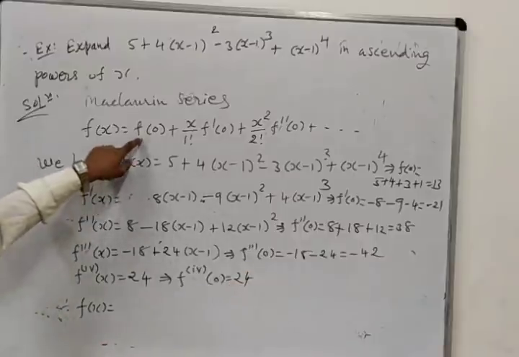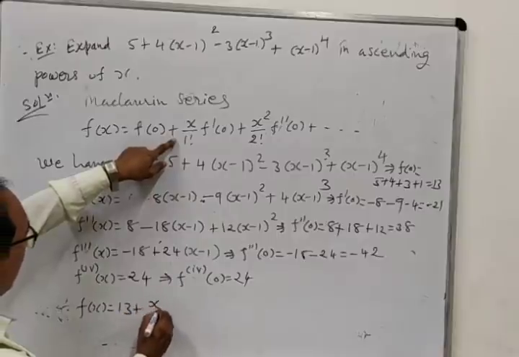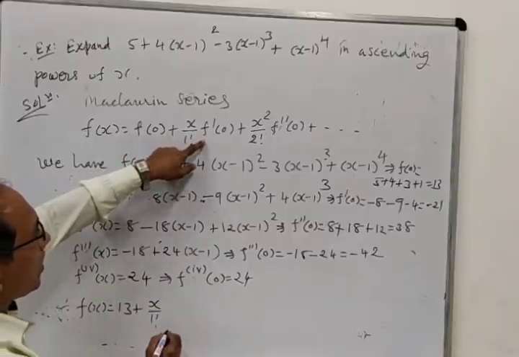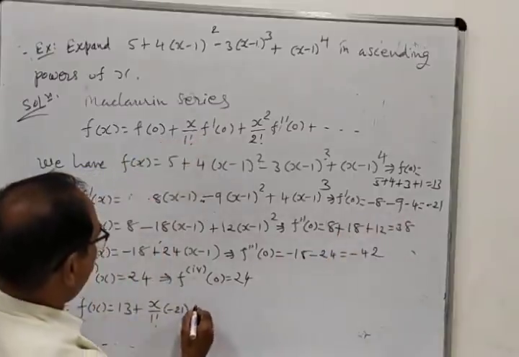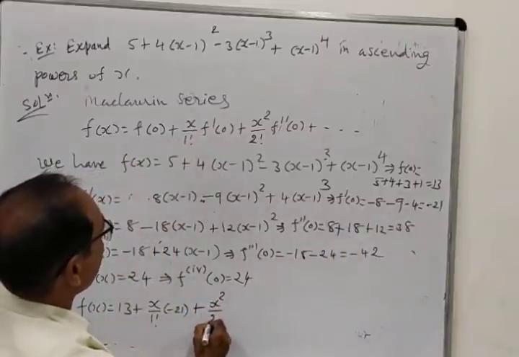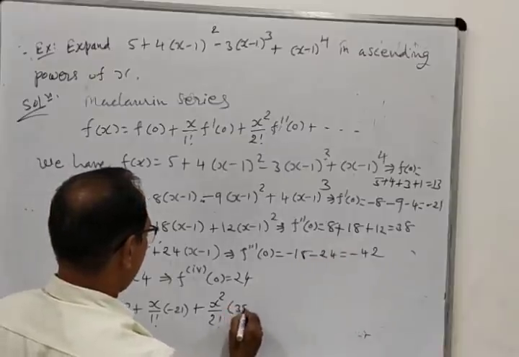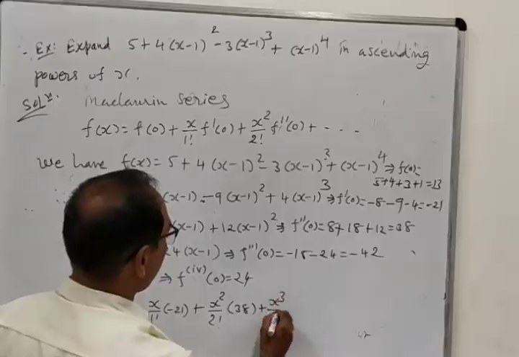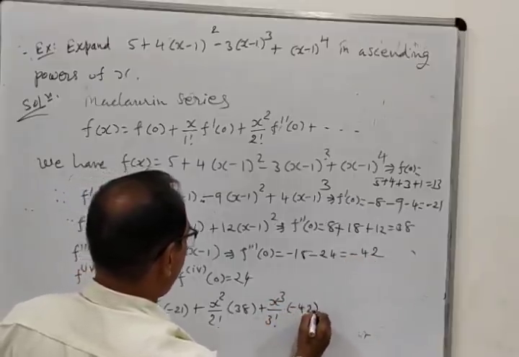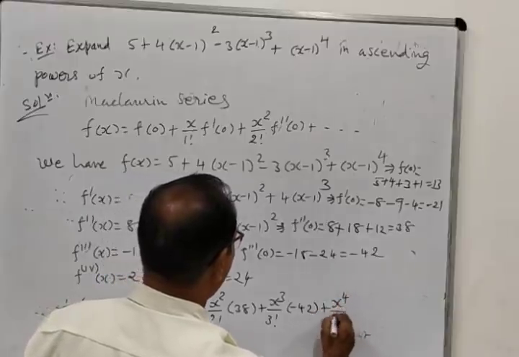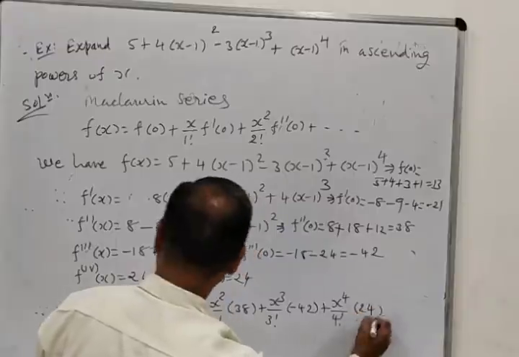So we put all the values. What is f of 0? 13. Plus x upon 1 factorial, f dash 0; f dash 0 is minus 21, you can see. Plus x square by 2 factorial, f double dash 0, which is 38, plus x cube by 3 factorial, f triple dash 0, which is minus 42, plus x raised to 4 by 4 factorial into f raised to 4 at 0, which is 24.